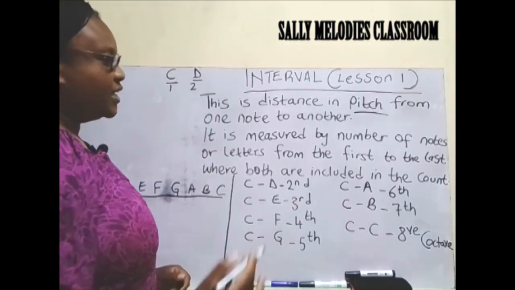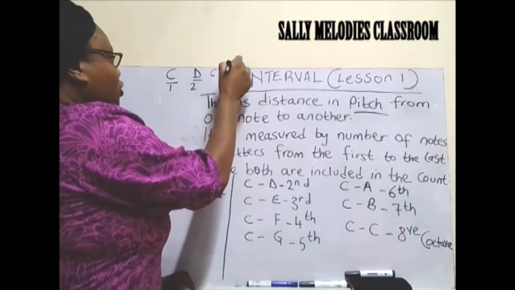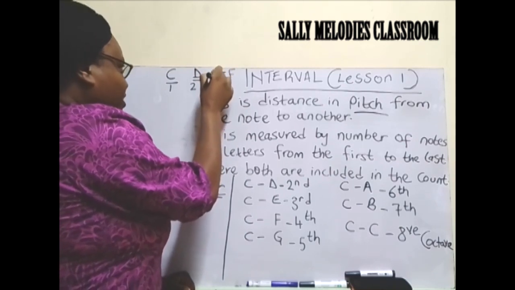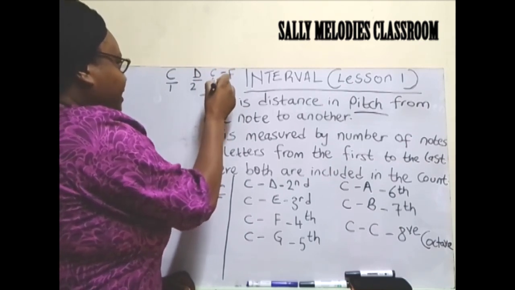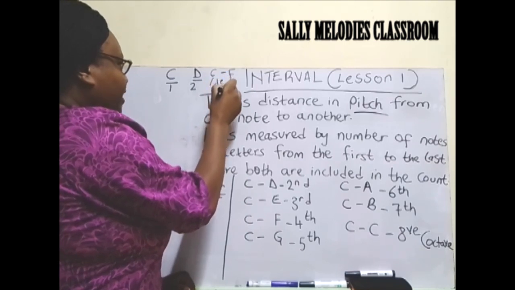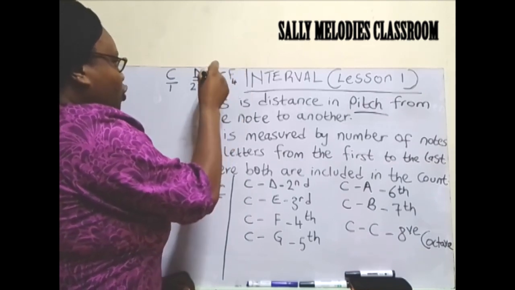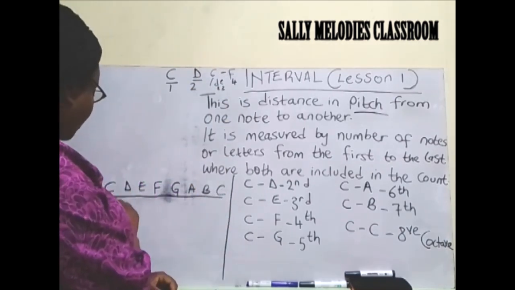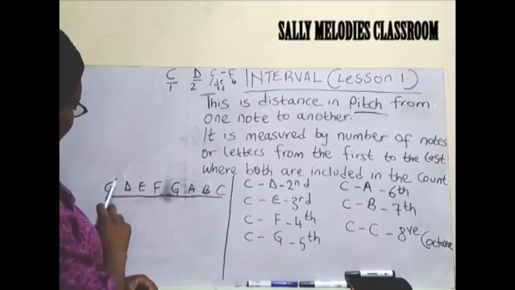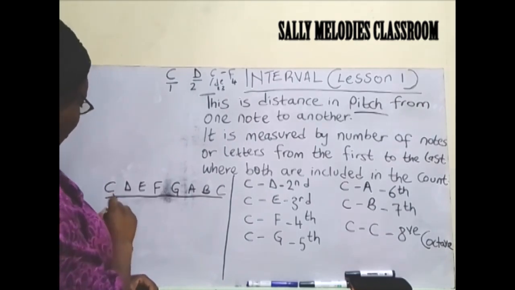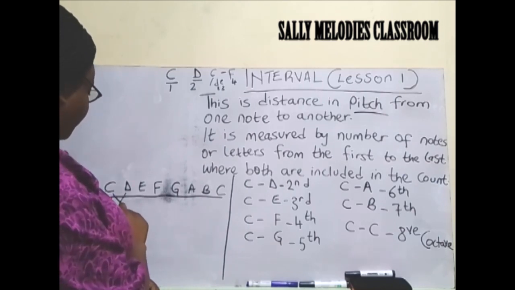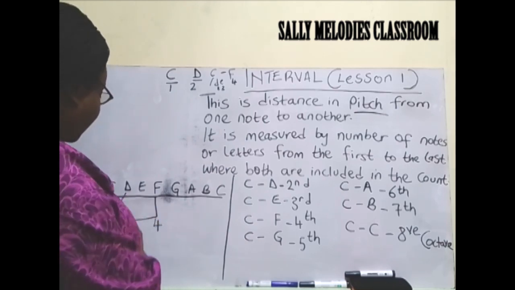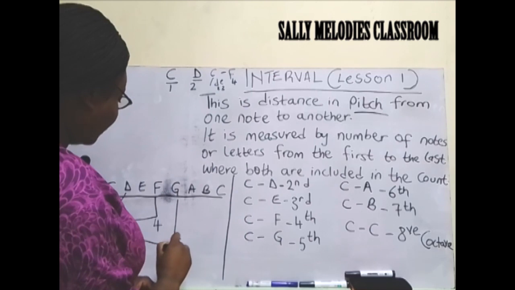For example, if the interval is from C to F, you must count both. This is 1 and then we have D and E, that is 2 and 3, so that F will be 4. So even here we have a scale of C. So from C to D, those are 2 notes. From C to F, those are 4 notes. From C to G, those are 5 notes.